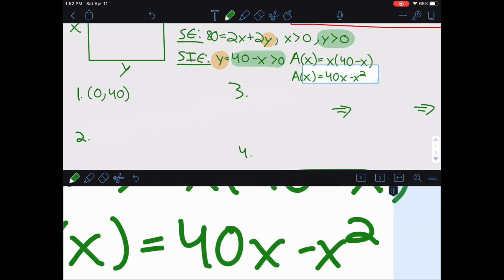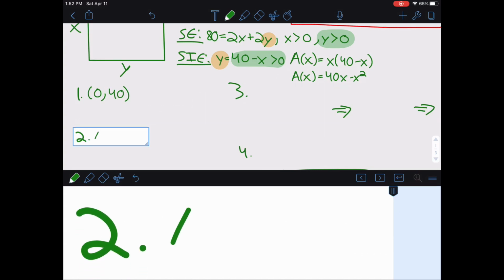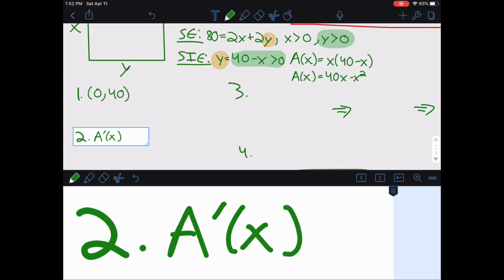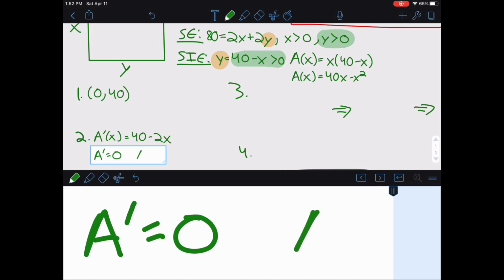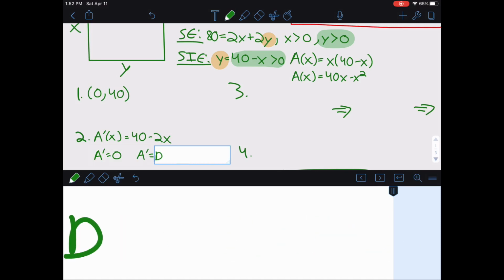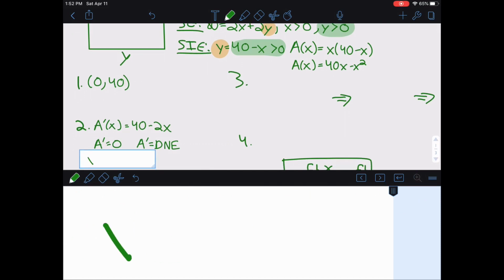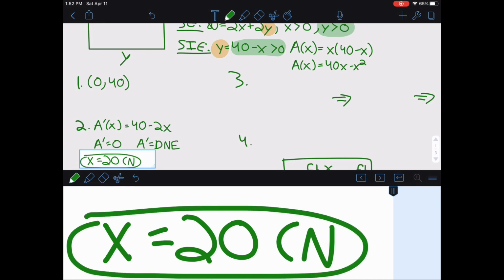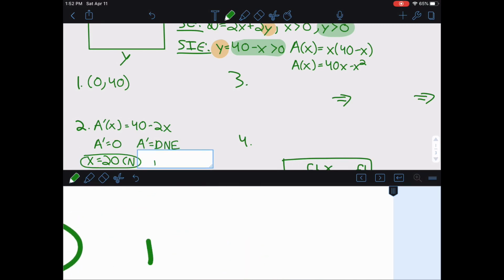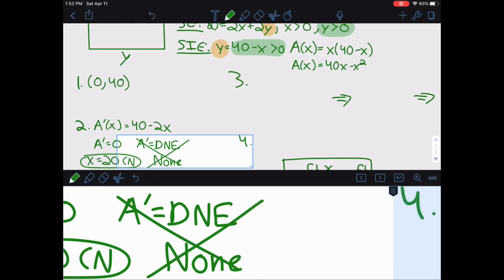Step two, my single independent equation, I need to find critical numbers, so let's take a derivative. A prime of x is going to be 40 minus 2x. We're going to set A prime equal to 0, and we're going to set A prime equal to does not exist. So set that equal to 0, we're going to get x equals 20. That's a critical number. And can a linear equation ever not exist? Nope. So we get none from that.